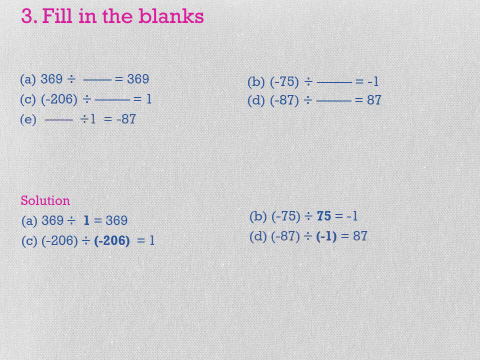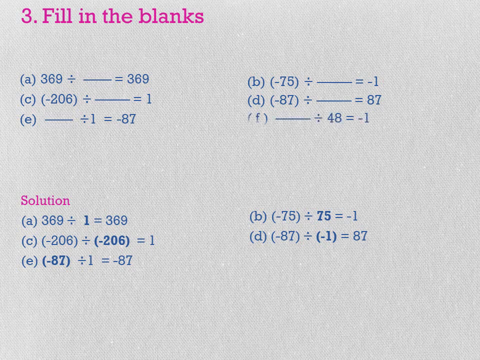Question E. Dash divided by 1 is equal to negative 87. The answer is negative 87. Therefore, negative by positive is negative. Therefore, negative 87 divided by 1 is equal to negative 87.